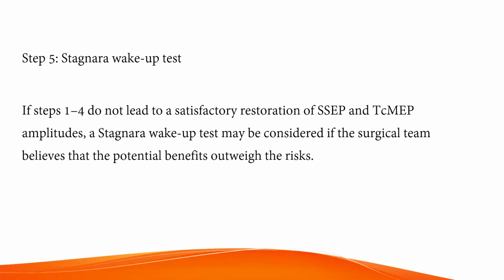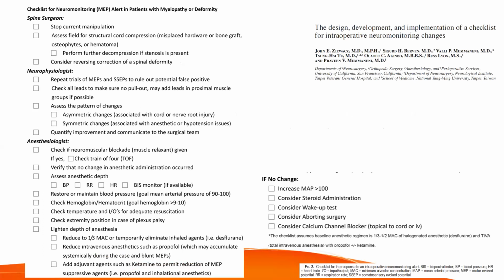Previously this algorithm was followed, but this is time consuming and very anxious for the surgeons. So a new checklist has been introduced. In this, the surgeon, the technician, and the anesthetist simultaneously, parallelly check for things. What the surgeon has to do is stop the current manipulation and assess the field for any structural cord compression, any misplaced hardware or bone graft, osteophytes or hematoma, or perform further decompression if stenosis is present. Consider reversing the correction of spinal deformity.